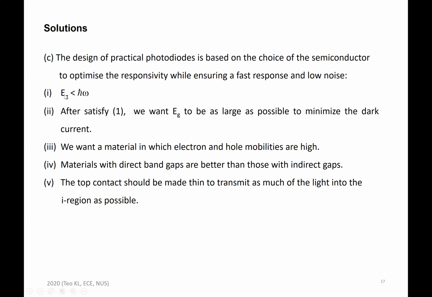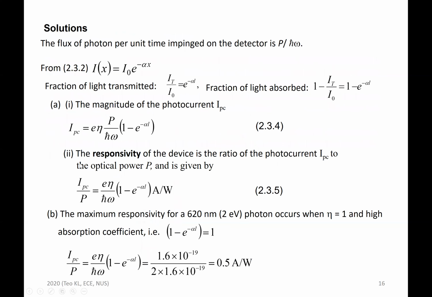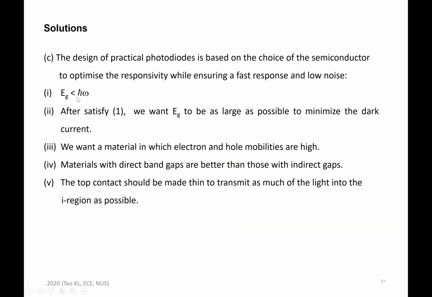Now, first criterion: the band gap is less than the photon energy. So basically, the material's band gap must be less than the photon energy so that the incoming photon energy can be absorbed by the semiconductor to excite an electron from the valence band to the conduction band. Or you can at least overcome the band gap. Otherwise, there will be no absorption by the semiconductor. So the photon energy must, of course, be greater than the band gap of the semiconductor.